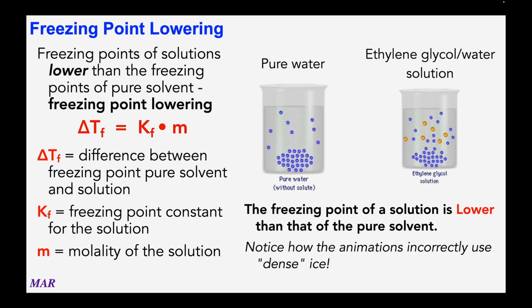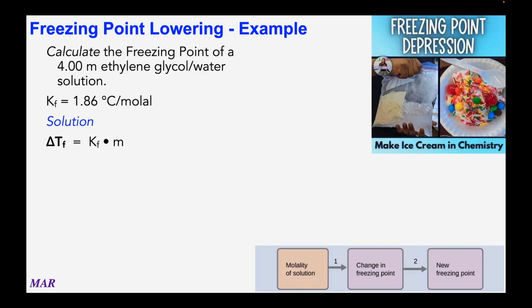So if water normally freezes at 0 Celsius, the solutions might have a freezing point of, say, -5 degrees Celsius, or something lower than that. So it's pretty cool. So a solution will have a higher boiling point than a normal solvent. It'll have a lower freezing point than a normal solvent, and it will have a lower vapor pressure than the regular solvent. Here's an example of a freezing point question, and again, it's very similar to the boiling point.